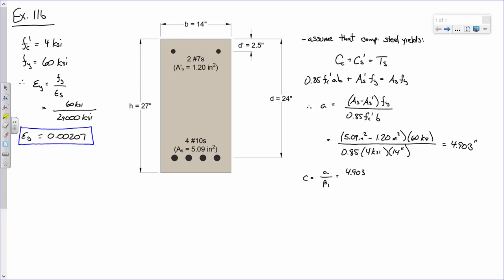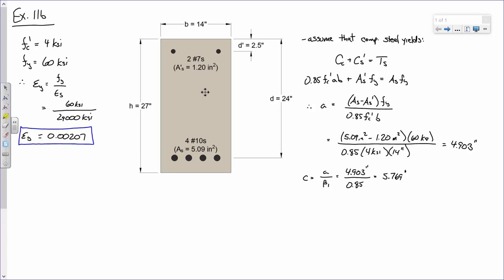There you go. It is 0.85 because our concrete compressive strength is 4 KSI or less. If it's ever larger than 4 KSI, our beta 1 drops until it hits 8 KSI. And so what does this come out to be? 5.77. Let's say 5.77.